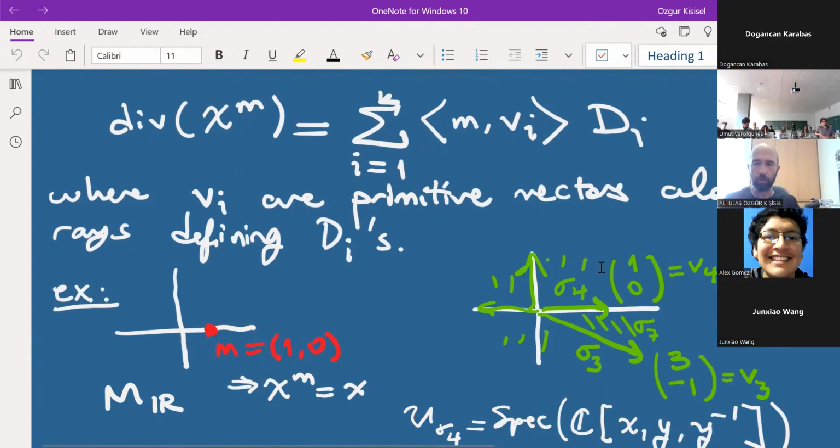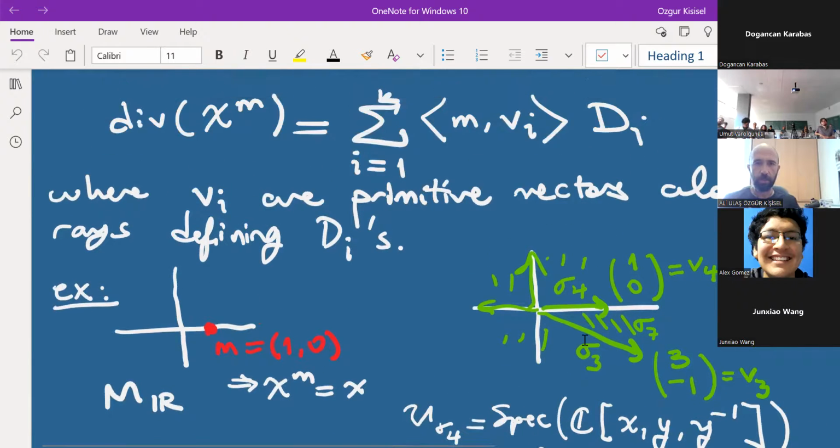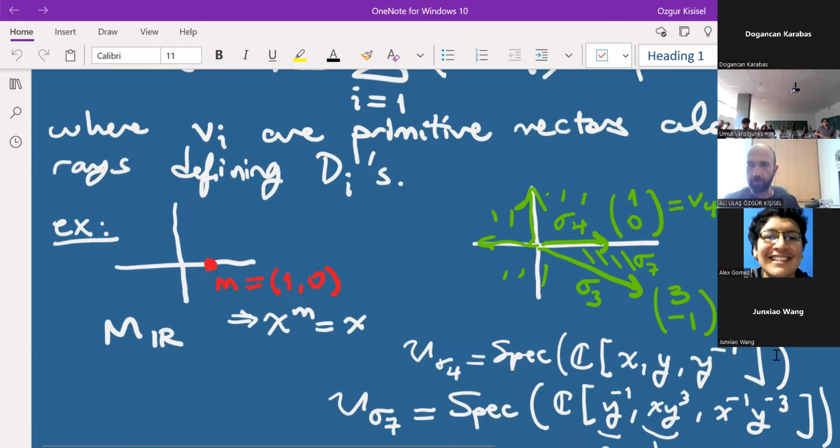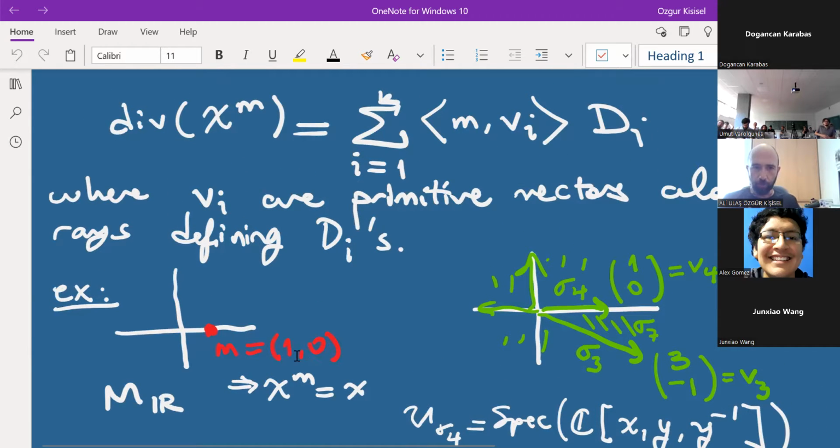Now, let's see this on the example that we talked about. Let's pick something simple like m equals (1, 0) in the M lattice. On the right side, you see the M lattice, which contains the rays of the fan. So let's look at what happens on v4 and v3. Well, the pairing of (1, 0) with (1, 0) is 1, so you expect to get D4 from here. But (1, 0) paired with (3, -1) is 3, so you should get 3 times D3.